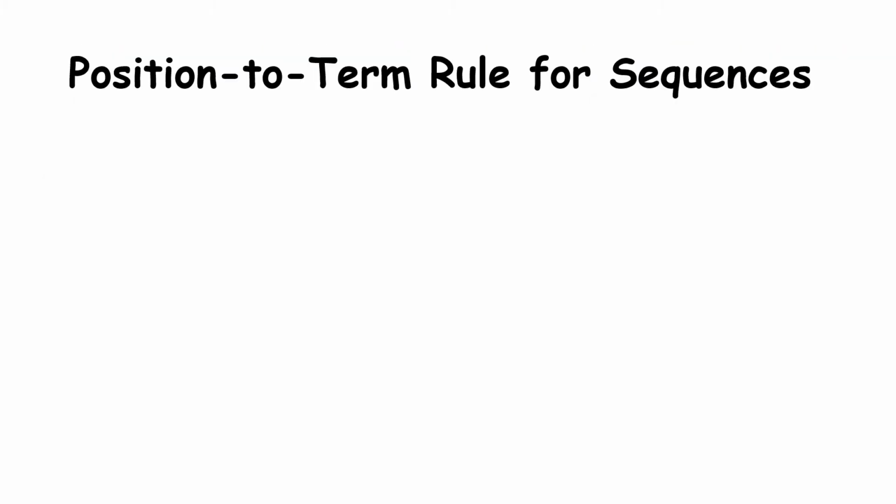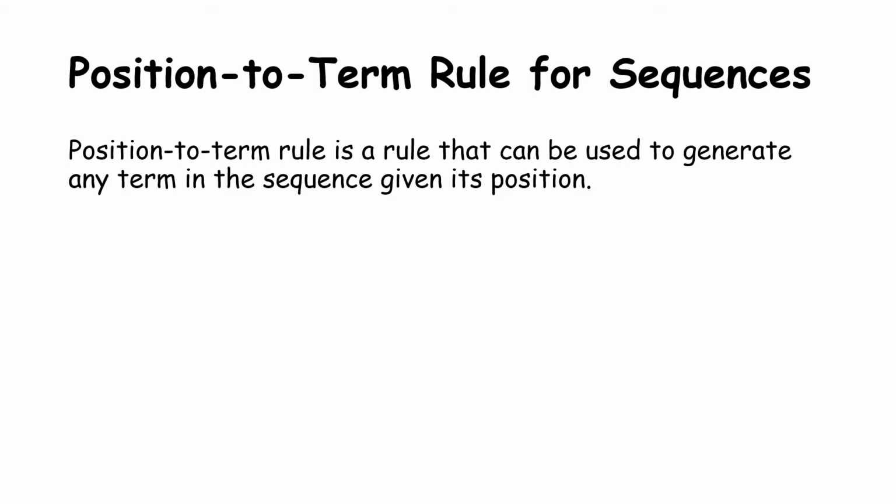So now let's talk about the position to term rule for sequences. So position to term rule is a rule that can be used to generate any term in the sequence given its position. In the last slides, we were working with the term to term rule, and that's nice for building up the first few terms of a sequence. But what if I wanted to know what's going to happen to the 100th term, or the 200th term, or the 1000th term? We're going to be adding and adding and adding for quite a long time. So this is where we get a more efficient method, which is the position to term rule.